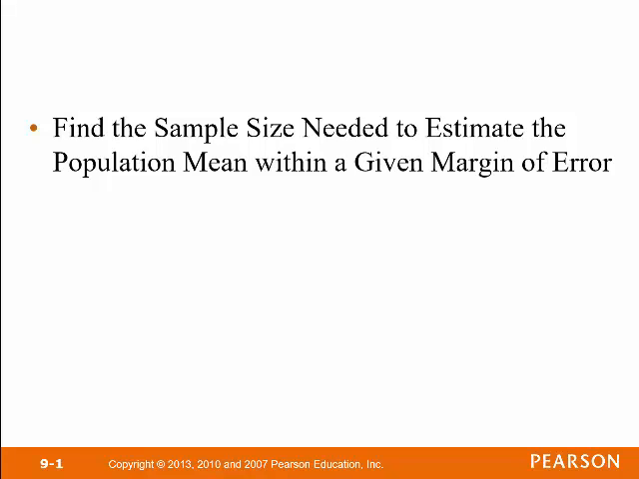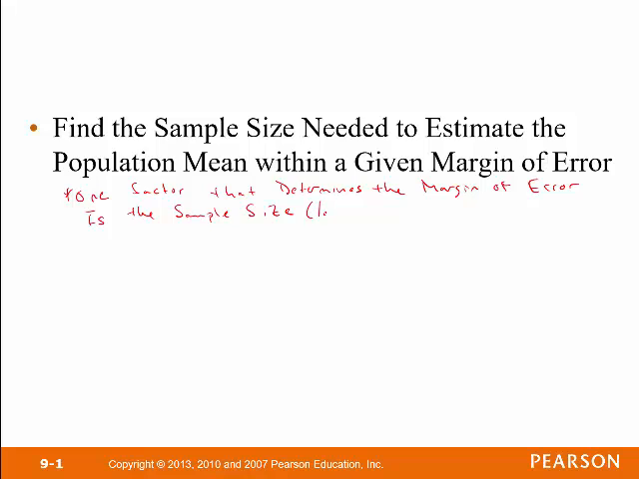In this lecture, I want to talk about the sample size needed to estimate the population mean within a given margin of error. So what do I mean by that? We know for confidence intervals, one factor that determines the margin of error is the sample size, right? What I mean by that is obviously the larger the sample size, the smaller the margin of error.